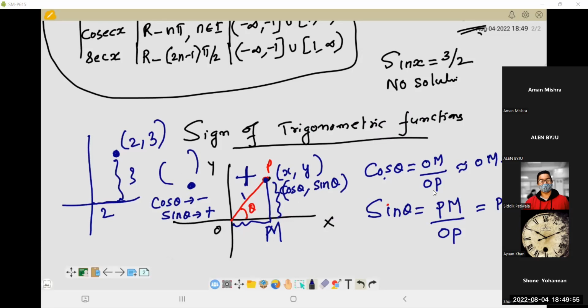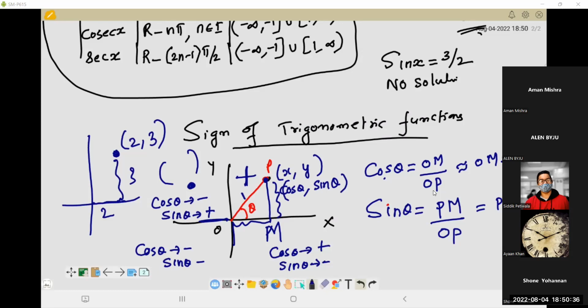In the third quadrant, both x and y are negative. Therefore, cos theta is negative and sin theta is negative in the third quadrant. In the fourth quadrant, the x value will be positive and the y value will be negative. Therefore, cos theta will be positive and sin theta will be negative. You understood the sign of a trigonometry function? Once you know cos theta and sin theta, you can find the sign of tan theta, cot theta, everything, since we know the relations.